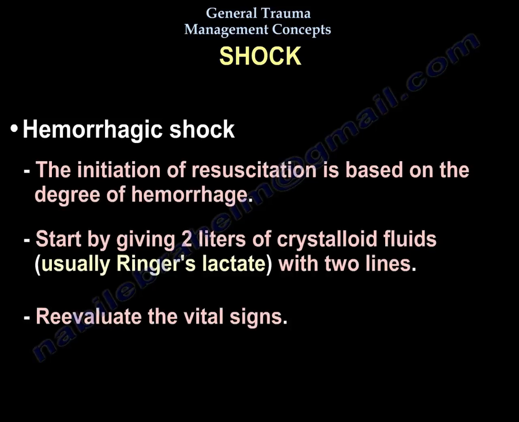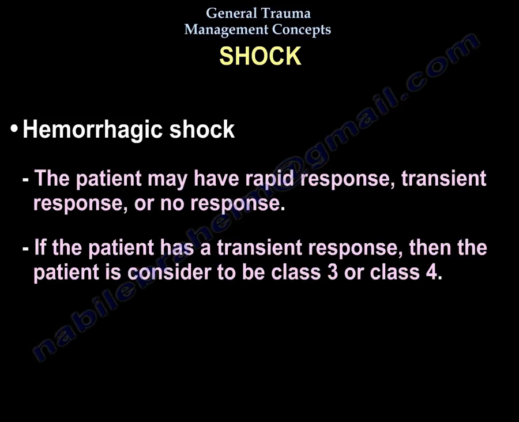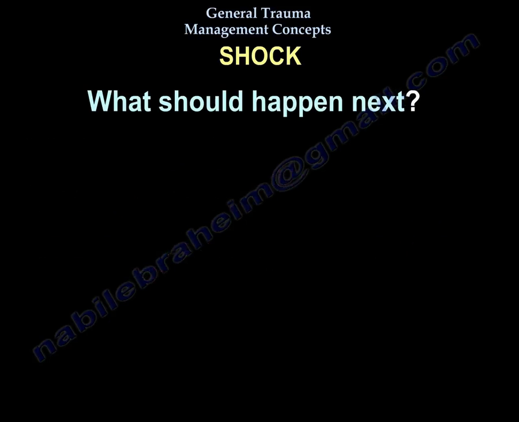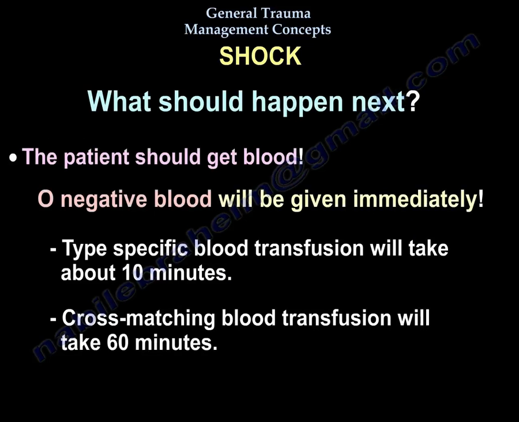The initiation of resuscitation is based on the degree of hemorrhage. So you will start by crystalloid, usually Ringer's lactate, 2 liters, with 2 lines, and then re-evaluate the vital signs. Patient may have rapid response, transient response, or no response. So if the patient has transient response, the patient is class 3 or 4. Then what's next? You need to give blood. The O negative will be given immediately. The type-specific blood will take about 10 minutes, and the cross-match blood will take 60 minutes.